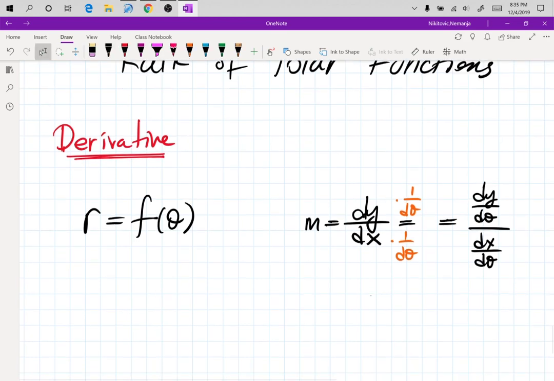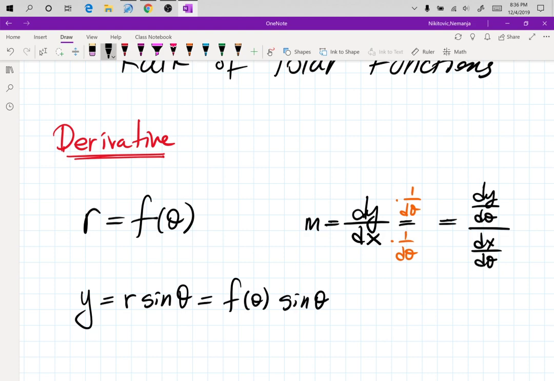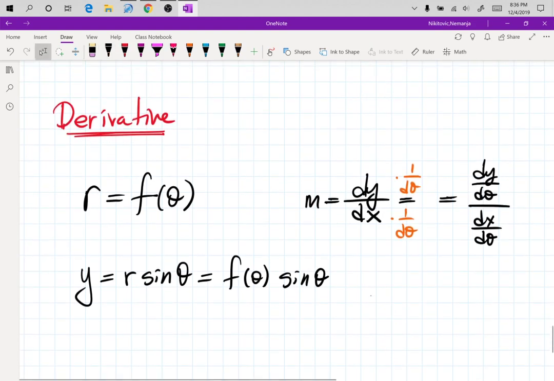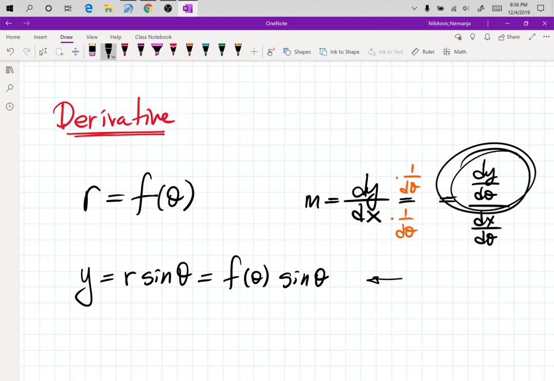And we know that y is equal to r sine theta, and r is actually some function of theta times sine theta. So now I need the derivative of this so I can plug it in here. And then I have to repeat the whole thing for dx.